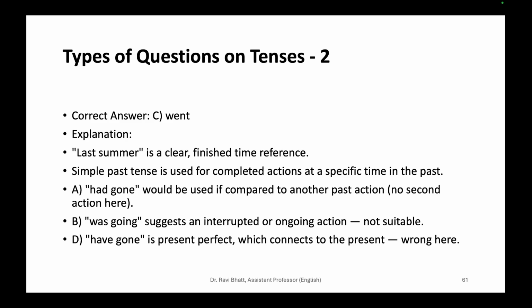A, "had gone," would be used if compared to another past action. However, there's no second action here. "Was going" suggests an interrupted or ongoing action, which is not the case here. It is clearly a finished action, a clear time reference of the past. And "have gone" is present perfect, which connects us to the present. But here the time reference is very clearly of the past. So the correct answer would be "went." I went to Germany. All right.